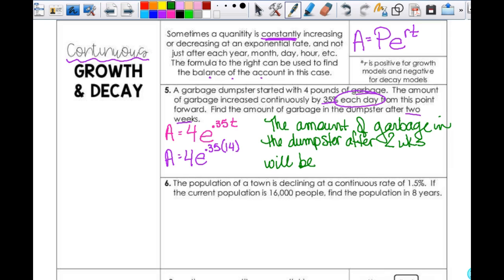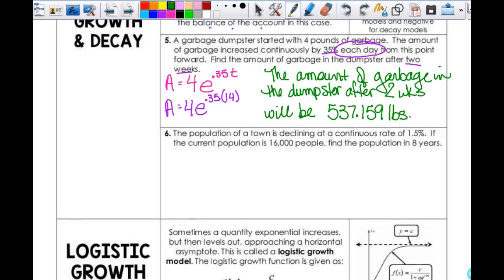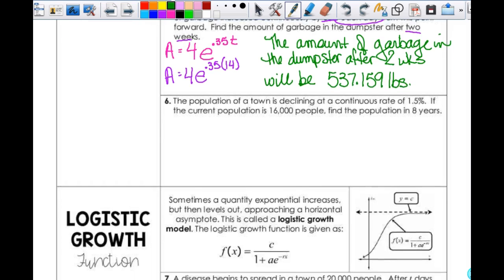Okay, what do y'all think about that? Y'all agree with that? Yes, good job. So 537.159 pounds of garbage. That's a lot of garbage. Okay, everybody okay with that? Any questions at all? All right, so I want you to go ahead and write this next one.